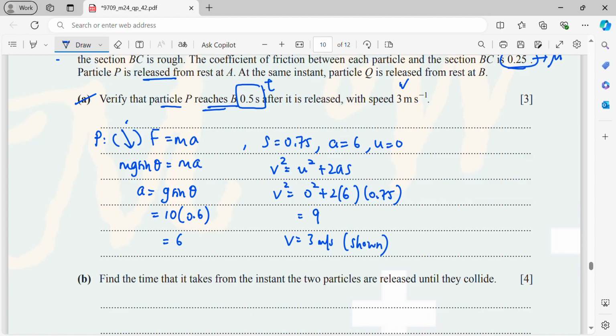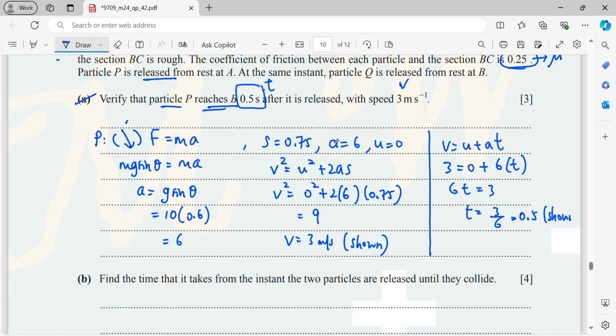Okay, and now we need to show T equals 0.5. So then I can just write V equals U plus AT. When it reaches B, the V is 3, the U is 0, A is 6, and then t remains. So 6t equals 3. Therefore, t equals 3 over 6, which is 0.5. So here we have shown. Right? Done for this question.